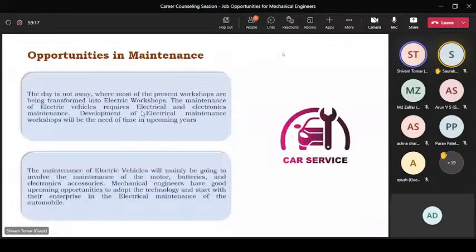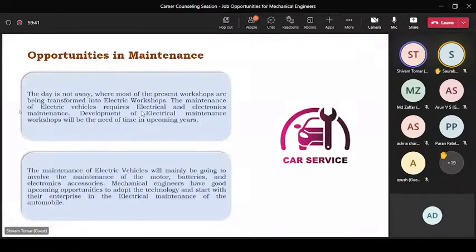And opportunities in maintenance. So definitely when electric vehicles are going to be in the market, they are also going to face challenges with maintenance. So servicing of electric vehicles is again going to play a big role.